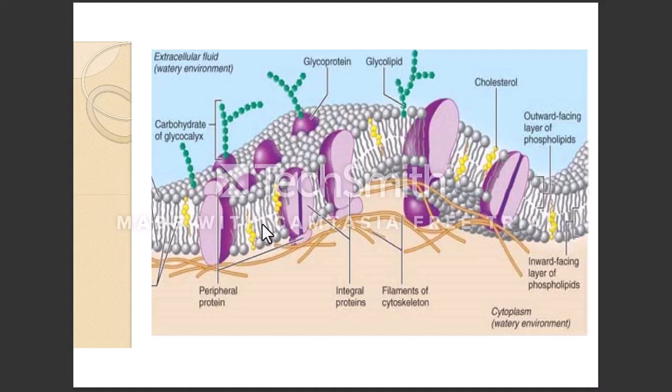Now the cell membrane, which we call the lipid bilayer, is not only made up of the phospholipid, but it is also made up of other components, like glycoproteins, glycolipids, and cholesterol. Each of these has its function within the cell. You also have proteins that are found there.